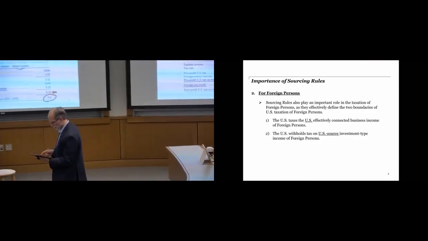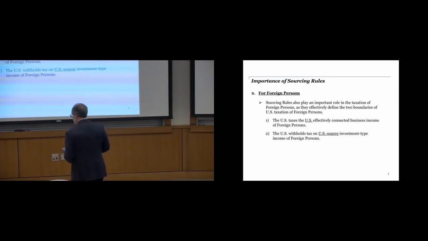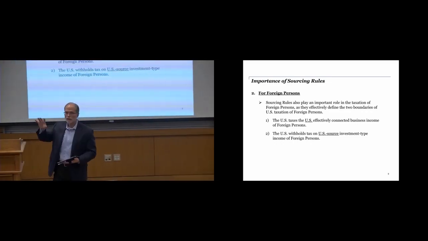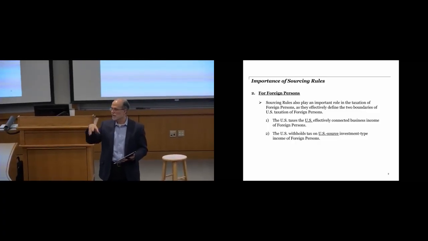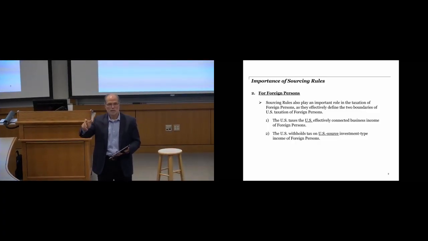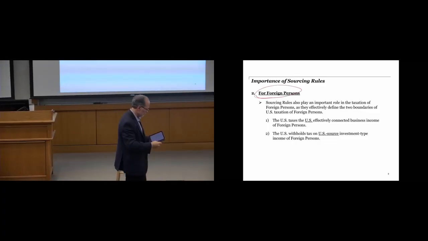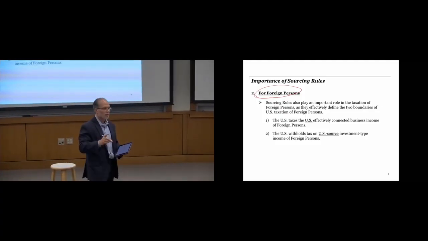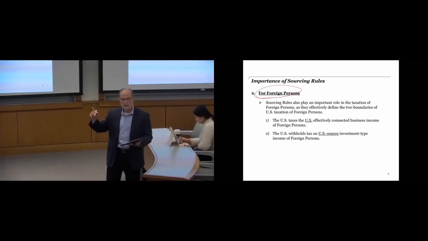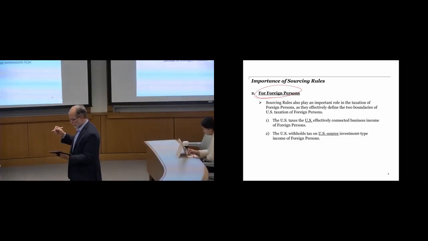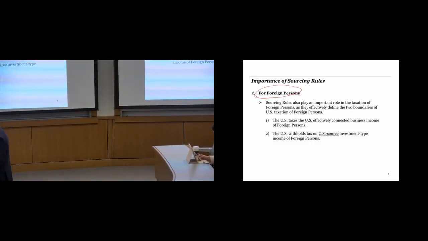Okay, so that's for US persons. Principally going to be doing sourcing of income and expenses for purposes of that FTC limitation to compute that multiple and in that limitation calculation. So why is this important for foreign persons? Sourcing also plays an important role for the taxation of foreign persons as they effectively define those two boundaries of US taxation of foreign persons that we've been talking about.